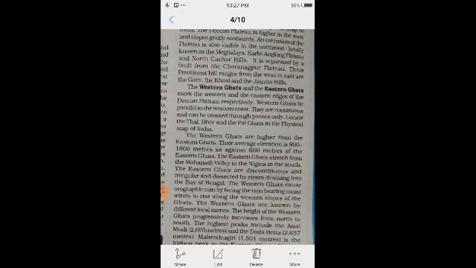Their average elevation is 900 to 1600 meters at the Western Ghats, as against 600 meters of the Eastern Ghats. The Eastern Ghats stretch from the Mahanadi valley. ईस्टर्न घाट कहाँ से स्ट्रेच होता है, फैला हुआ है? महानदी वैली to the Nilgiris in the south.